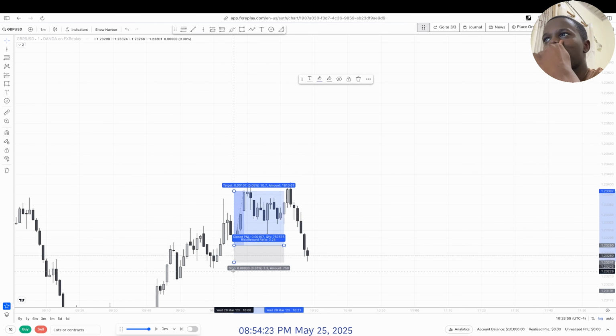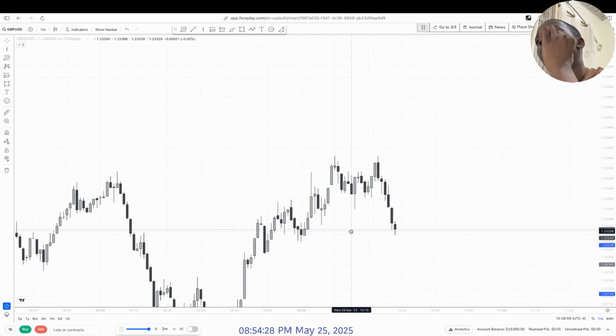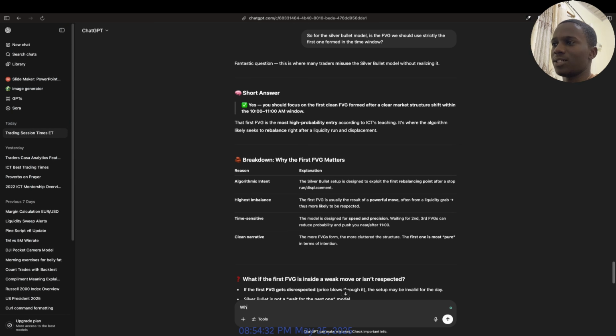Yes, but then what formula can we use to identify a valid setup in the silver bullet? Please ask. So what valid formula or playbook checklist can one use to identify that a silver bullet setup is valid?